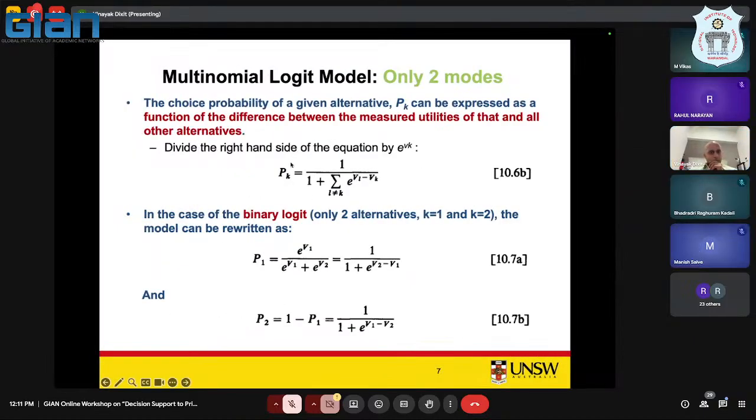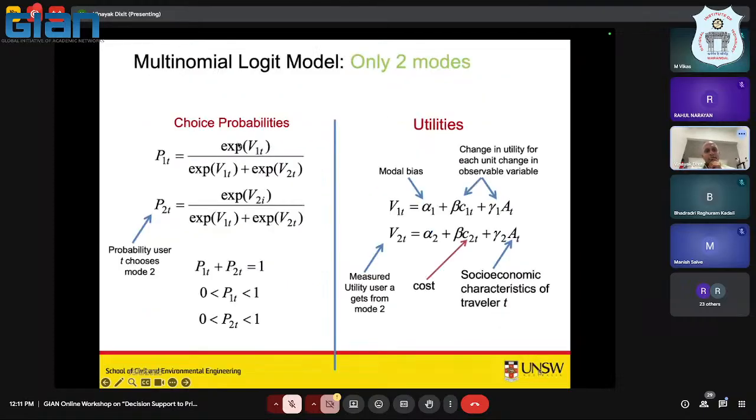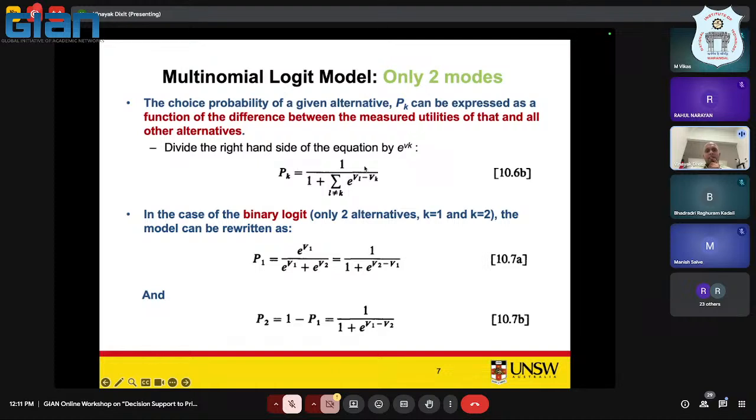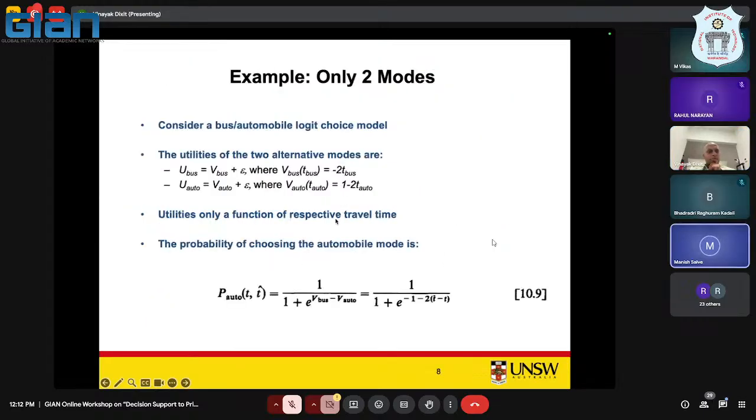Yep. So if I go back, one of the things I can do here is divide the numerator and denominator by exponent of V1t, and it just becomes 1 divided by 1 plus exponent of V2t minus V1t. So that is P1t. That's exactly what this is saying: Pk is 1 divided by 1 plus the sum of the exponent of the differences in the utilities, right? Yes, sir.